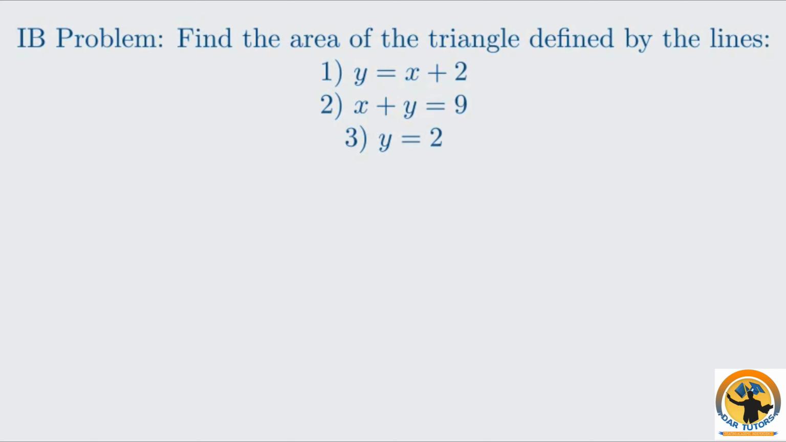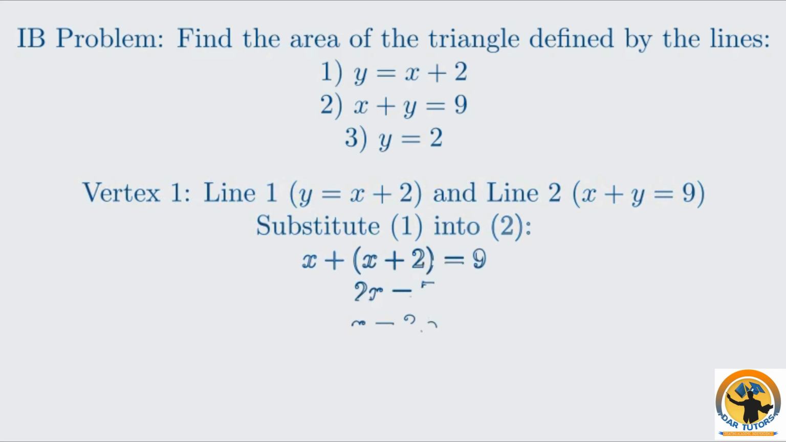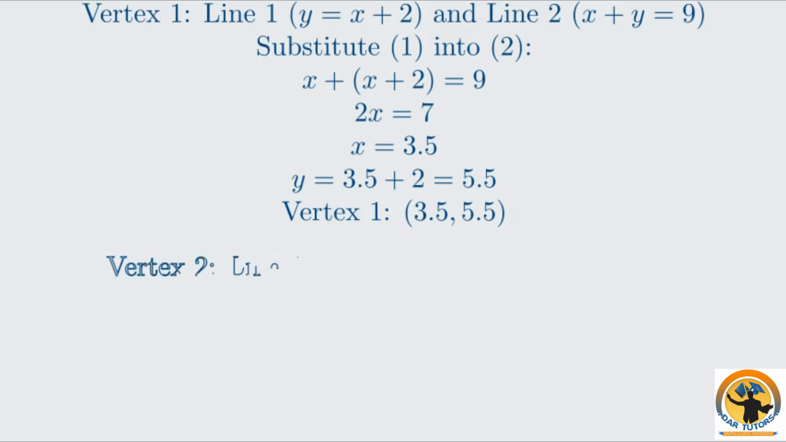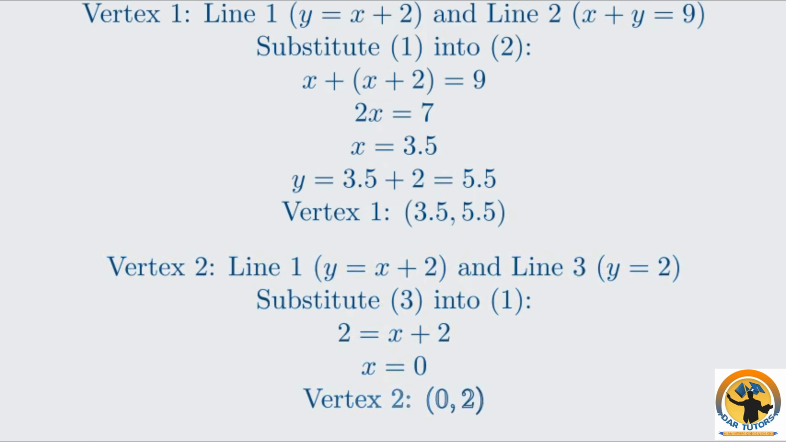Let's find the first vertex, where lines 1 and 2 intersect. Substituting y equals x plus 2 into x plus y equals 9, we get x plus x plus 2 equals 9. This gives 2x equals 7, so x equals 3.5. Substituting back, y equals 5.5. The first vertex is (3.5, 5.5). Now for the second vertex, the intersection of lines 1 and 3. This one is easy. We substitute y equals 2 directly into y equals x plus 2. This gives 2 equals x plus 2, which means x equals 0. The second vertex is (0, 2).